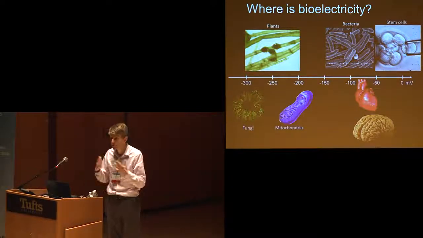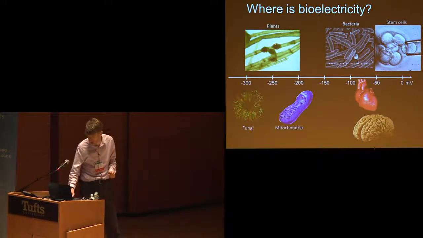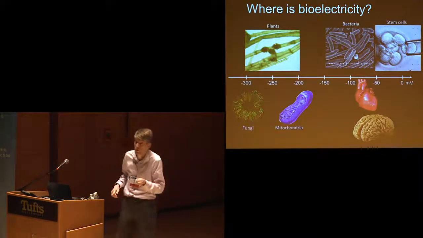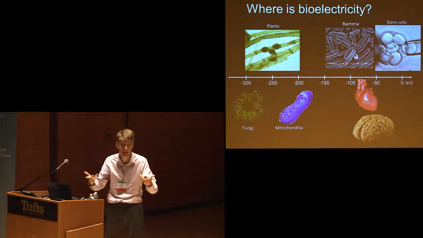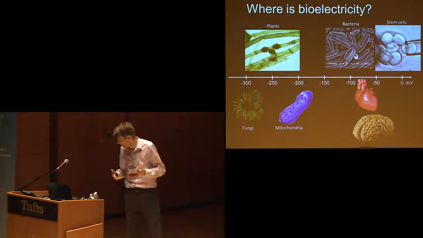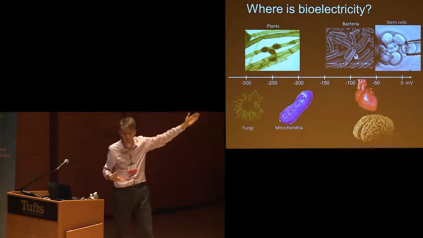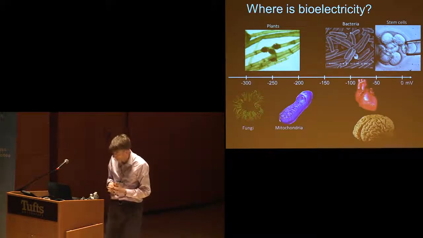But in fact, membrane voltage is found throughout life. Here's a chart showing some of the voltages in different cellular structures. Bacteria have a voltage of about minus 100 millivolts. Mitochondria have a voltage of about minus 180 millivolts. This voltage provides part of the proton motive force, which drives protons through the ATP synthase, which is how we make ATP. So all of us are essentially electrically powered organisms. Some plants and fungi have gigantic membrane voltages, minus 250 to minus 300 millivolts, and nobody knows why that's the case. These have just been observed out in nature.